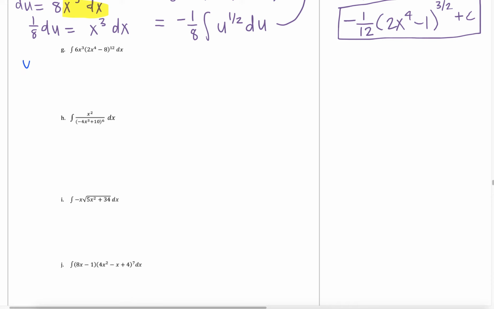So for our first one here, example G, our u is going to be 2x to the 4th minus 8. So our du is going to be 8x cubed dx. For our example H, I would rewrite that fraction so that I have that negative exponent instead, similar to what we did in example D. And from there we can see that our u is -4x cubed plus 10, and our du would be -12x squared dx.